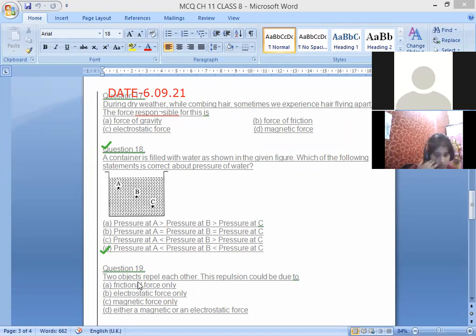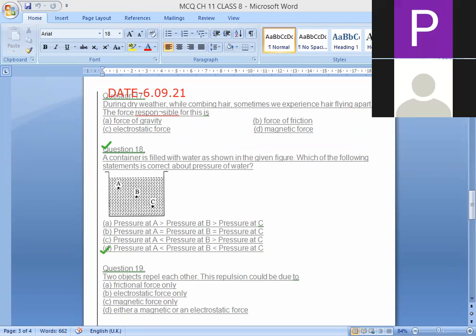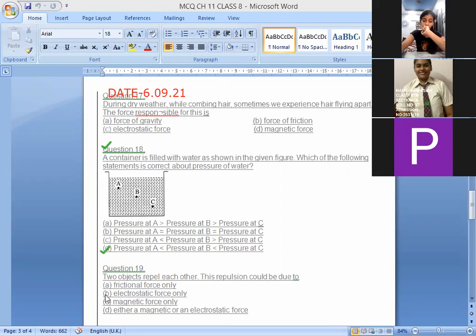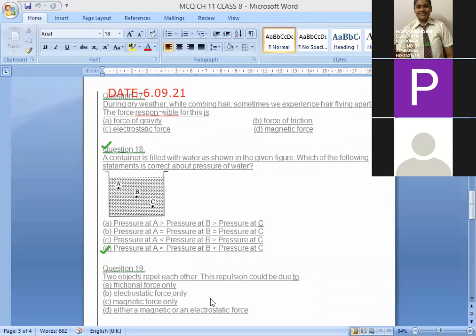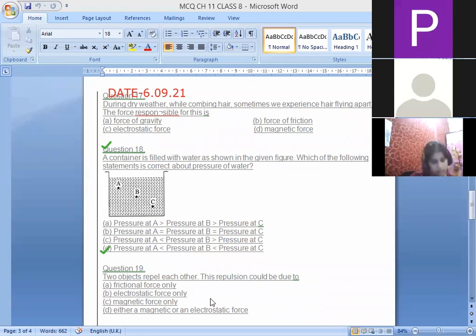Okay, got it? Two objects repel each other. This repulsion could be due to, what can be the reason for it? Frictional force only. Repulsion is there, beta. Two objects repel each other. Magnetic force only. Magnetic, or you can say frictional force that acts in the opposite direction. Yes, that can also be the answer. Yes, Varuni? Magnetic force only. Magnetic force only. In friction force, we just consider that the force always acts in the opposite direction.